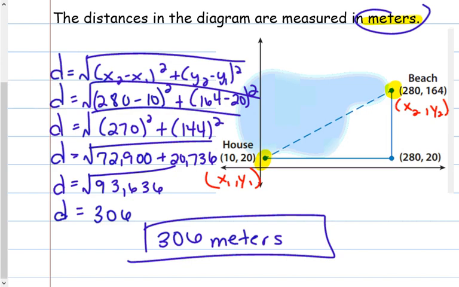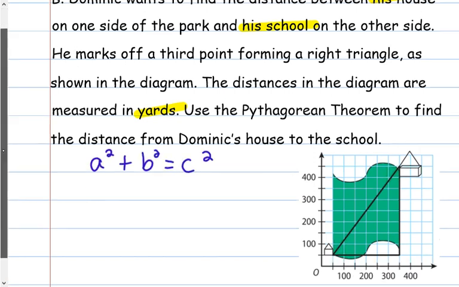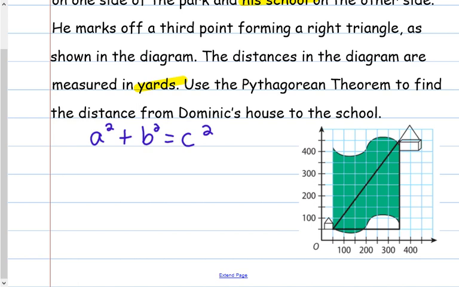Okay, let's look at one more of those. Dominique wants to find the distance between his house on one side of the park and his school on the other side. He marks off a third point, forming a right triangle, as shown in the diagram. The distances in the diagram are measured in yards. This one says use Pythagorean theorem to find the distance. Well, even if we start with Pythagorean theorem, we are going to end up in the end using the distance formula, but that's okay. So let's start off using Pythagorean theorem.